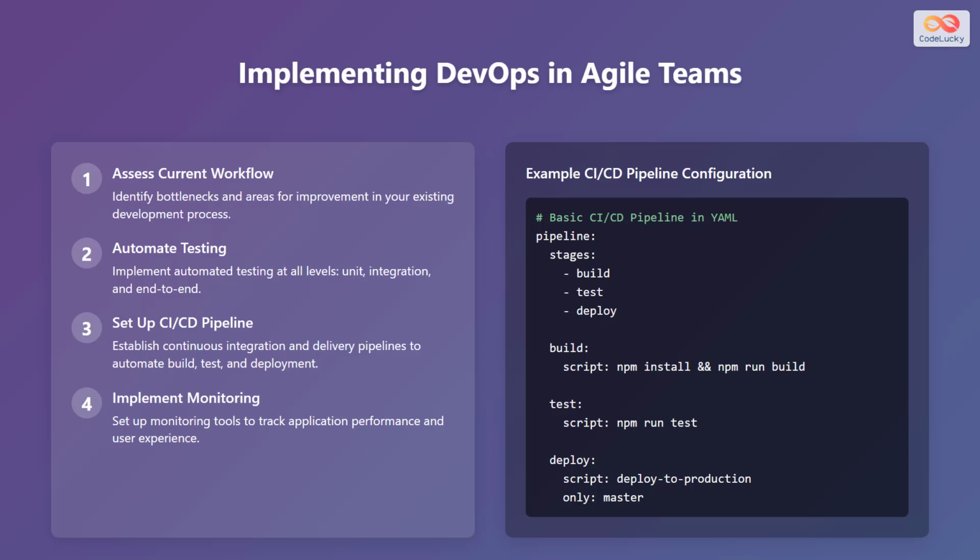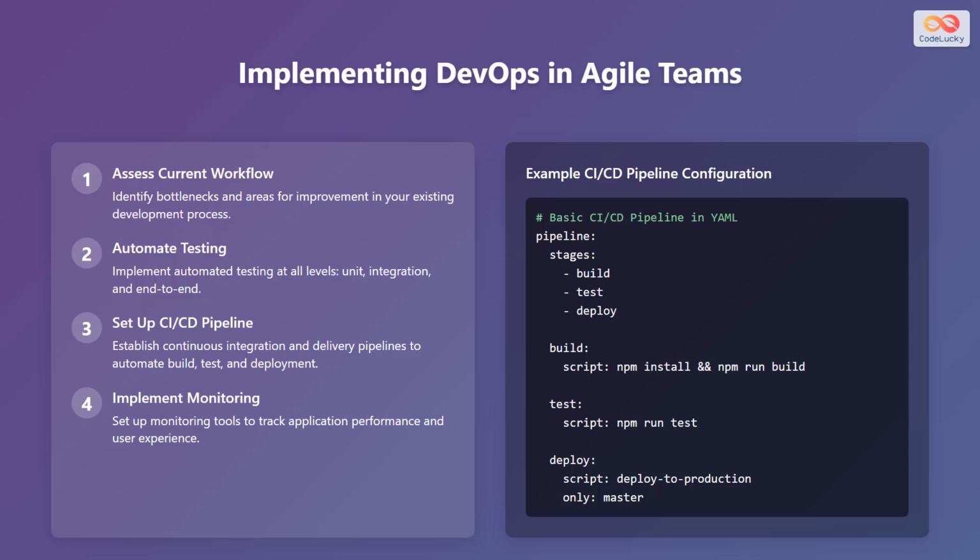Implementing DevOps in Agile teams involves several key steps. First, assess the current workflow to identify bottlenecks and areas for improvement in your existing development process. Second, automate testing at all levels, including unit, integration, and end-to-end tests. Third, set up a continuous integration and continuous delivery, abbreviated as CI/CD, pipeline to automate build, test, and deployment processes. Fourth, implement monitoring tools to track application performance and user experience.